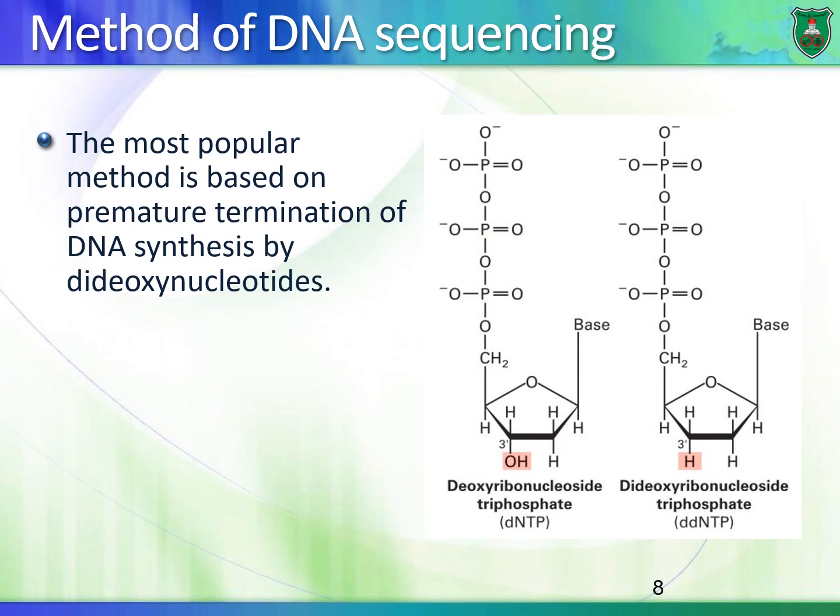Okay. So let's start with sequencing of the human genome. The basic technique was based on the use of a substrate known as dideoxyribonucleoside triphosphate. This one right here.